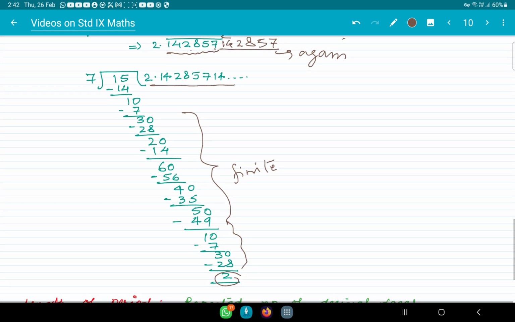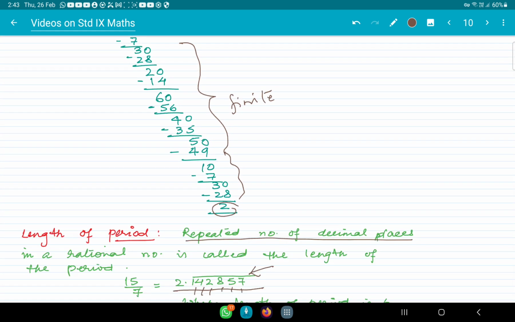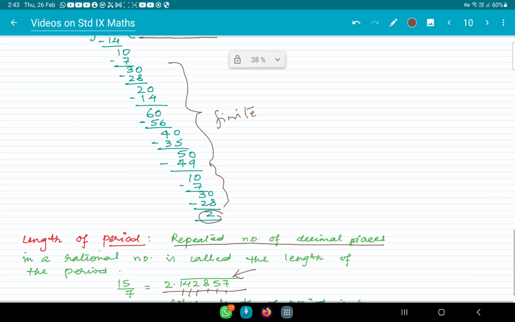And how will we find the length of the period? Just by checking the number of digits which are repeating, that will give the length of the period.